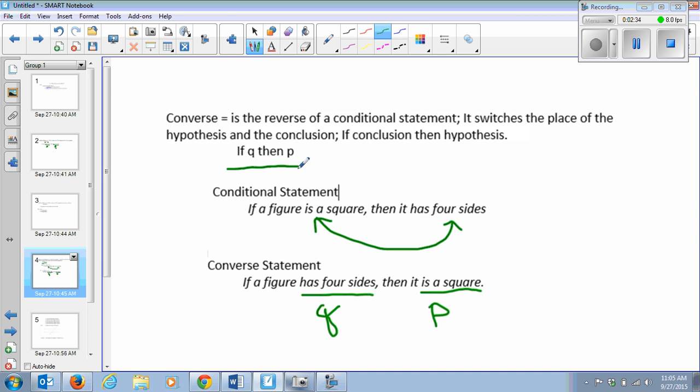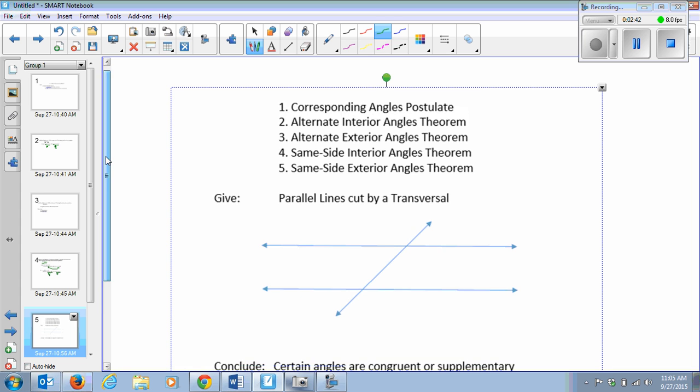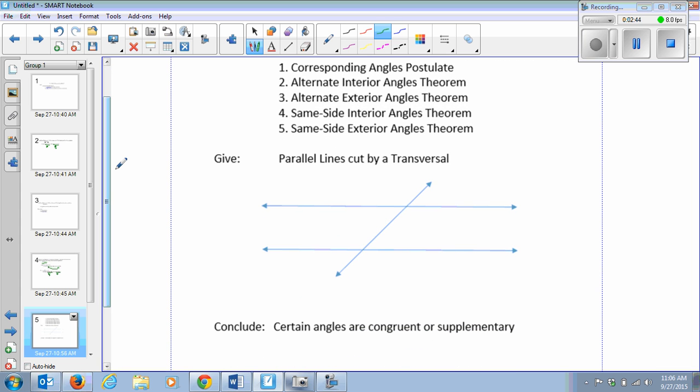We are going to be working with converses from everything we did in section 2.4 for our theorems. In section 2.4, we learned these theorems right here. We learned the corresponding angles postulate, the alternate interior angles theorem, alternate exterior angles theorem, same side interior angles theorem, and same side exterior angles theorem.